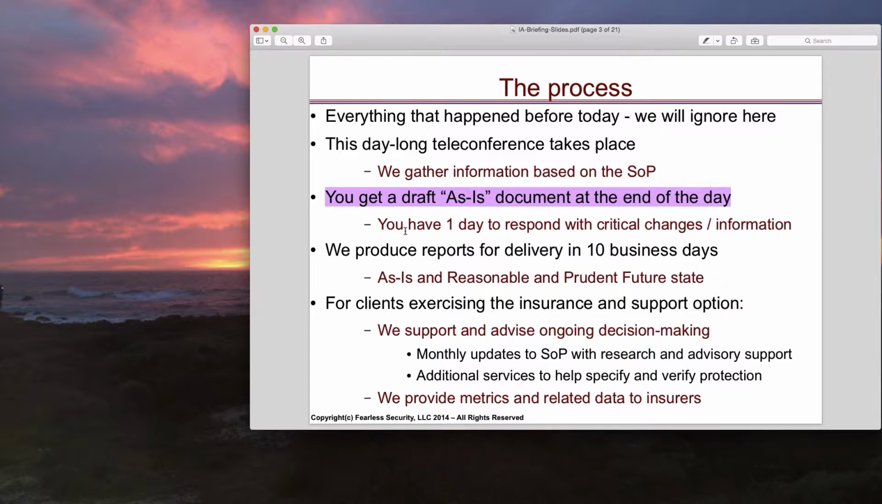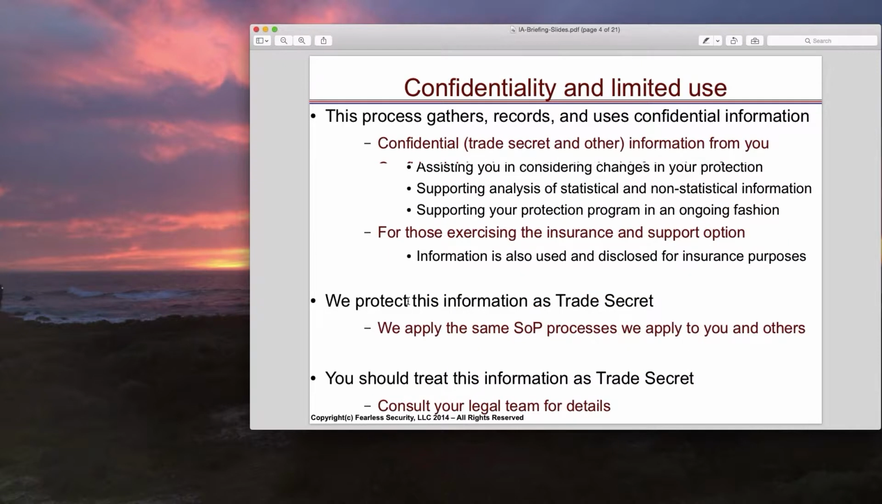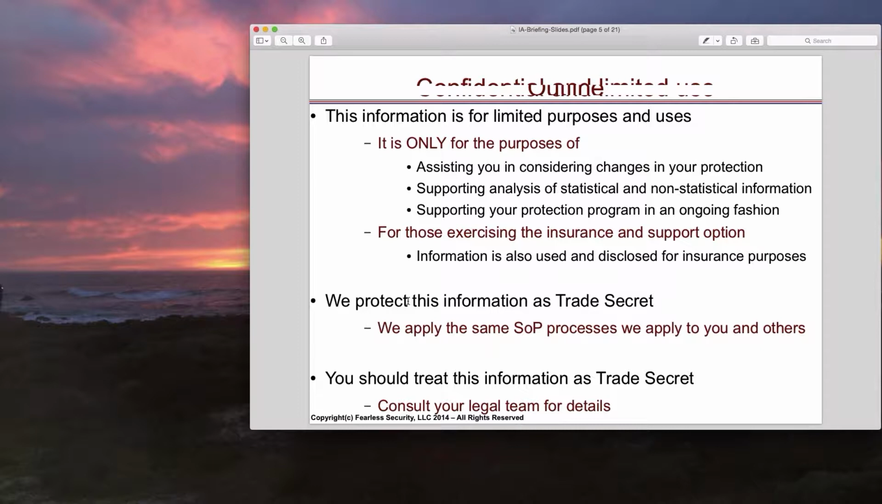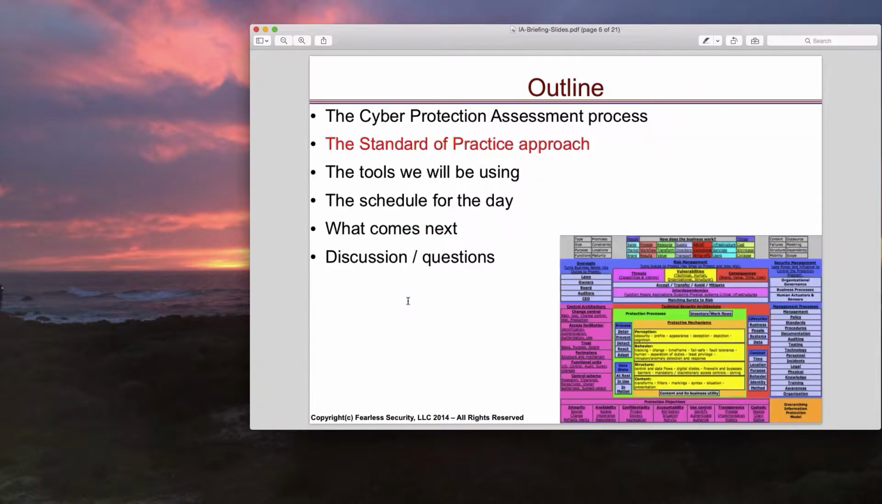And then if you're exercising the insurance option, there's ongoing support. The information is strictly confidential. We ask that you don't provide personally identifying information or any other information not specifically related to the protection program, and we won't accept it if you try to give it to us. The one exception is we do require that you tell us who is on the other side of the line. It's all for limited use.